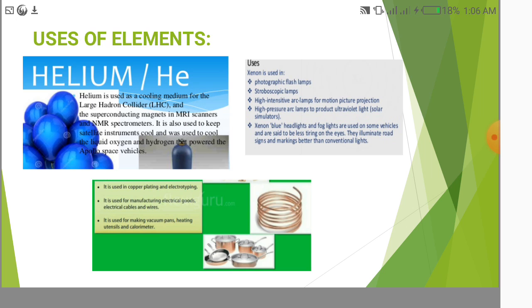Next, we are going to discuss copper. Copper can be drawn out to make fine wires which conduct electricity. It is used in copper plating and electroplating. It is used for manufacturing electrical goods, electrical cables and wires, and also for making vacuum pans, heating utensils and calorimeters. Next, mercury. The mercury in this thermometer is a liquid at room temperature and expands evenly when it is heated.